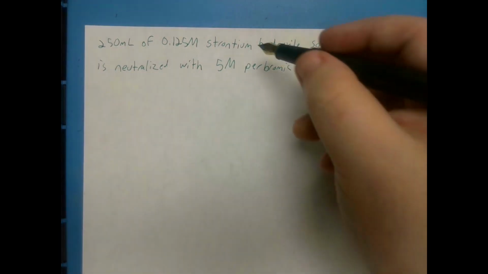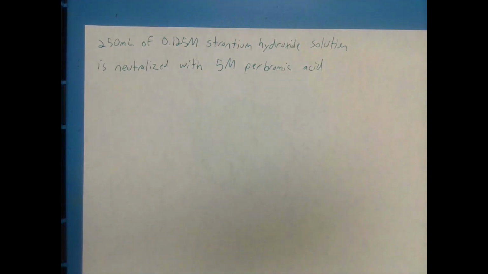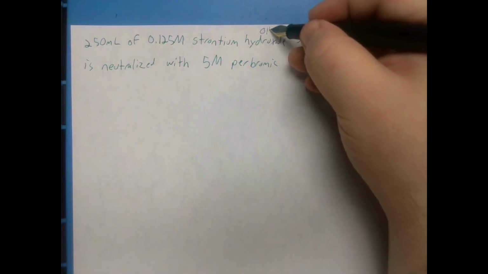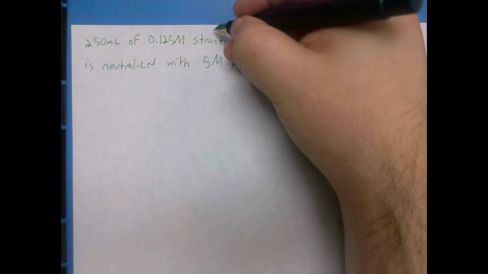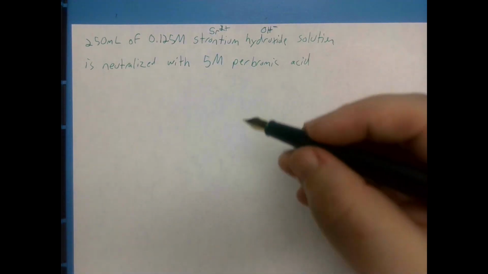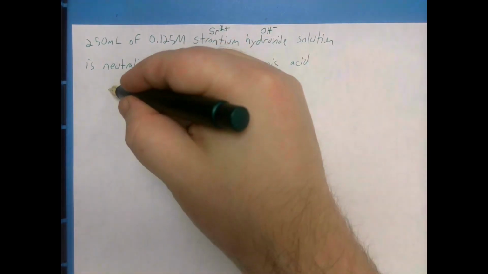What's the chemical formula for strontium hydroxide? Sodium hydroxide is NaOH, so it's OH-. Strontium is in what group? It's in group 2. So that gives it what charge? So that means it's Sr(OH)2.